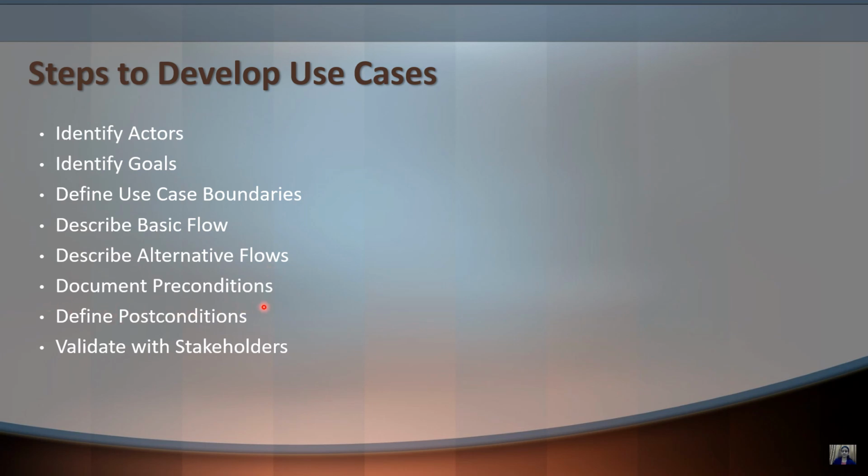Then document the preconditions, that is what the system has to satisfy before the user can achieve their goal. And next, define the postconditions, like receiving the OTP to confirm the order, receiving the OTP to confirm the payment method, and the email or messages that should be received after the confirmation of the order. Next, we should validate with the stakeholders.